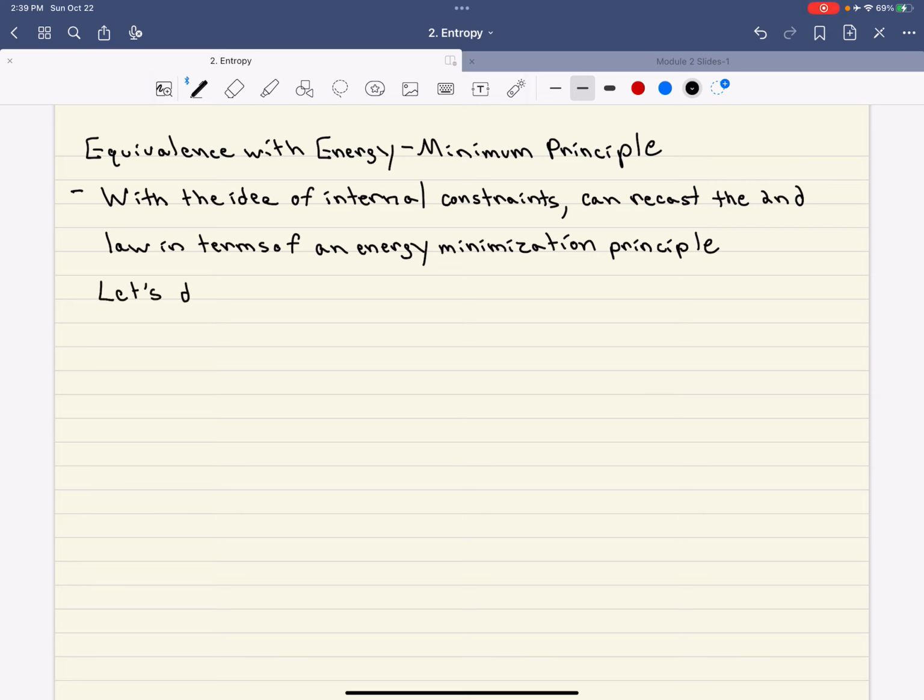Right, and so what I'm going to do first is let's define an entropy function that depends on the independent variables U, V, N, so internal energy, volume, number of molecules, and that it also depends on some property psi. So I'll just call this some property or some sort of internal constraint.